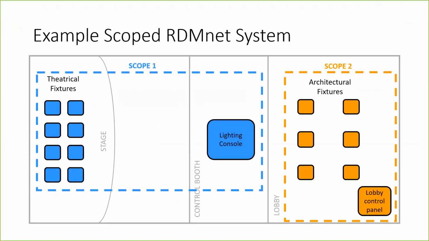If we look at the next slide, we can see an example of a scoped RDMnet system. This is a very simple example, but as I was saying, scope 1 has a lighting console and theatrical fixtures for the auditorium itself, and scope 2 is the architectural fixtures and the lobby lighting control panel.